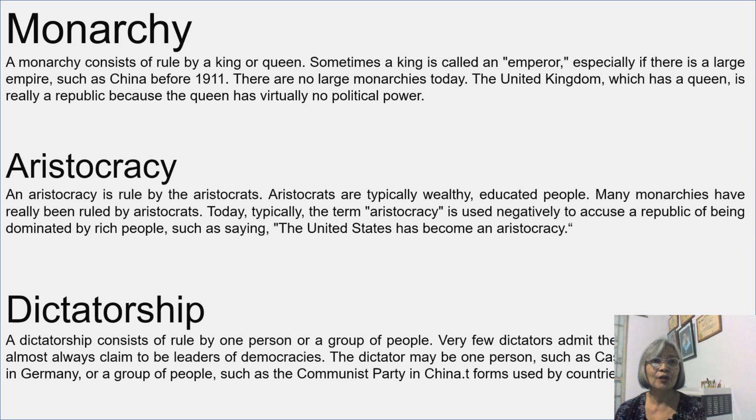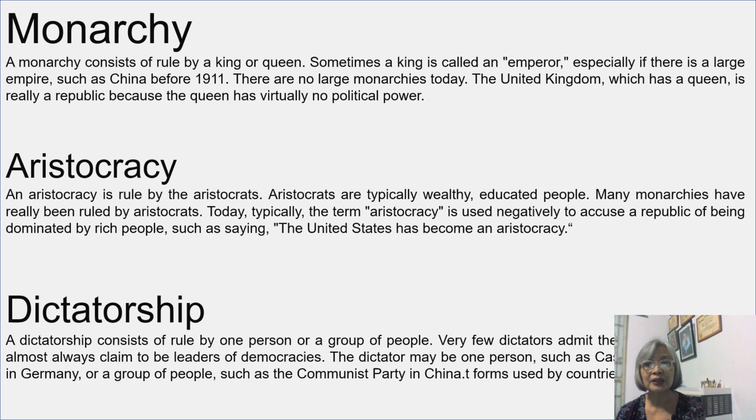So, other forms ay yung monarchy. So, monarchy consists of rule by a king or queen. Sometimes, a king is called an emperor, especially if there is a large empire, such as China before 1911. There are no large monarchies today. The United Kingdom, which has a queen, is really a republic because the queen has virtually no political power.